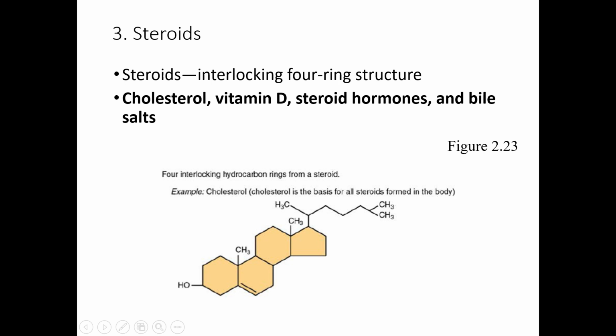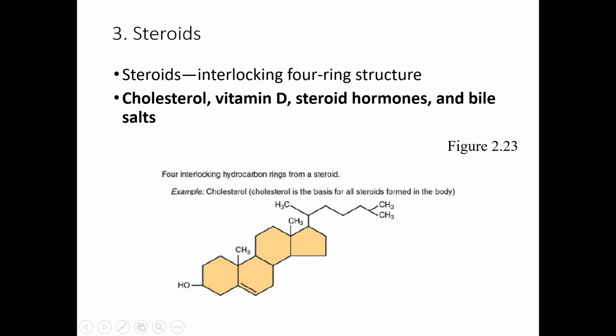Number 3, steroids. Steroids are 4-ring structures. That's all you need to memorize. 4 rings connected together. That's common for all steroids. And then a tail. The tails are different.